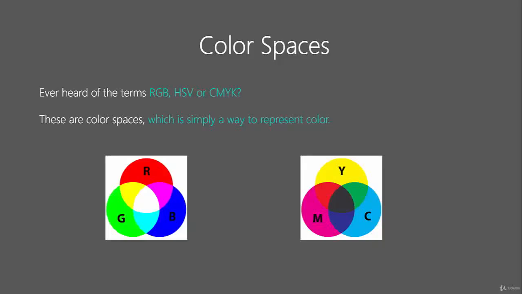So you may have heard the terms RGB, HSV, or CMYK. These are names of different color spaces, and color spaces are different methods by which we store images on computers. You may be familiar with RGB, which is how we store colors in various intensities of red, green, and blue. But there's also HSV, which is hue, saturation, and value, or intensity. And then there's CMYK, which is commonly used in inkjet printers, K being black, by the way.